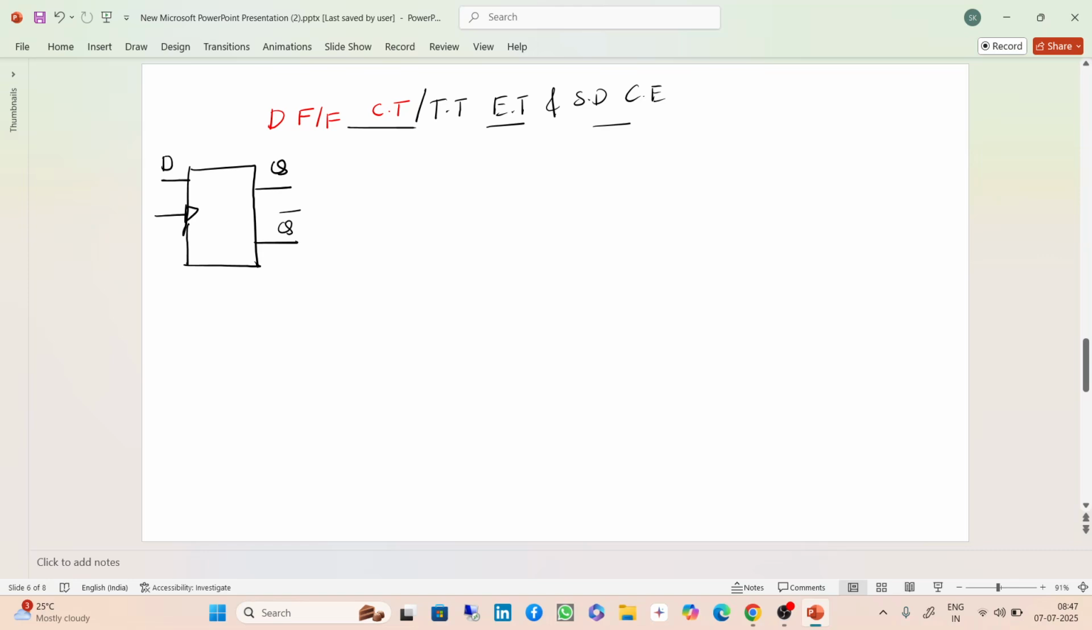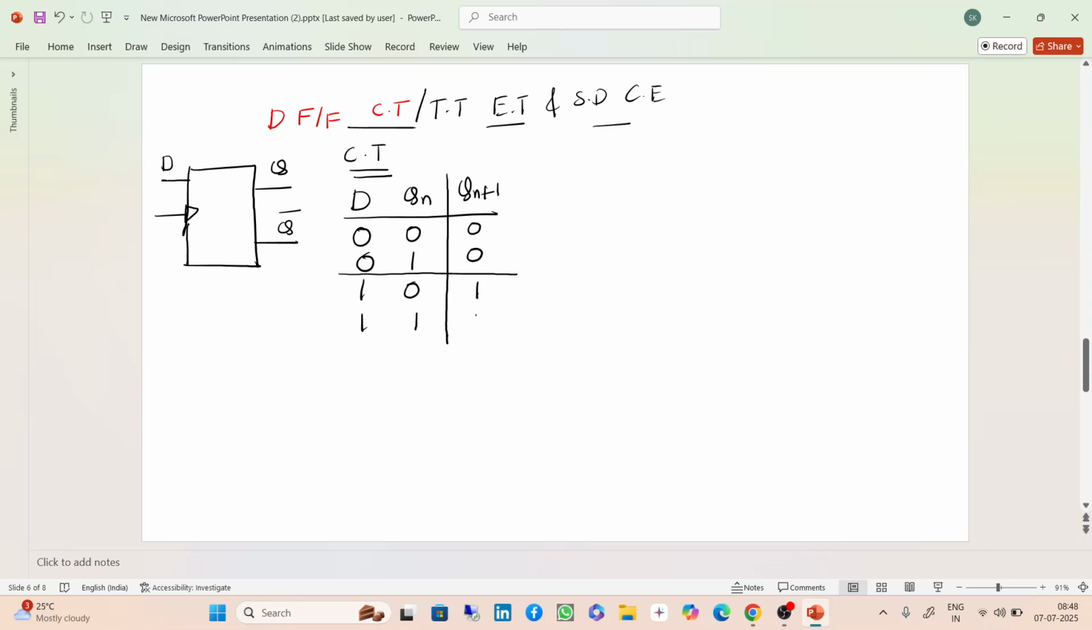What is the characteristic table? Here we have D and next Qn plus 1. How many possible combinations? Four: 0 0, 0 1, 1 0, 1 1. If it is 0 0, whatever the D input is, you get the same, so you get 0 0 only. If it is 1 1, you get the same thing. So this is the characteristic table.